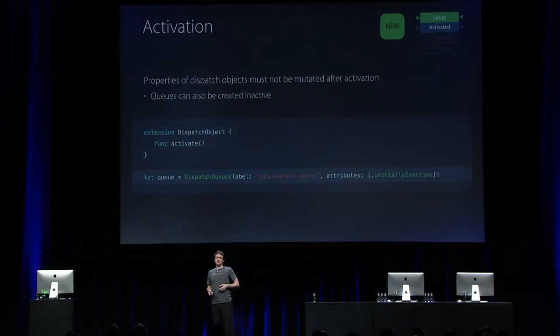We've also found that creating queues the way you use sources, creating them initially inactive, is useful. And we've added a new attribute that lets you do exactly that, named initially inactive. Once the queue is created, you can pass it around, finish configuring it the way you like, and finally activate it.